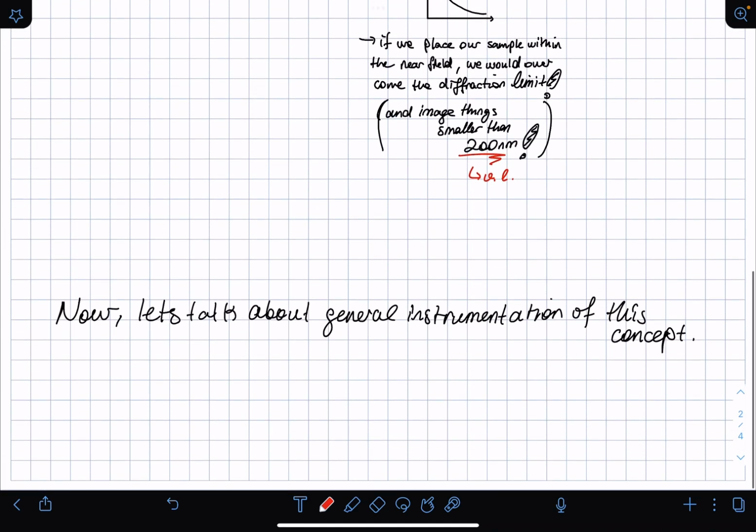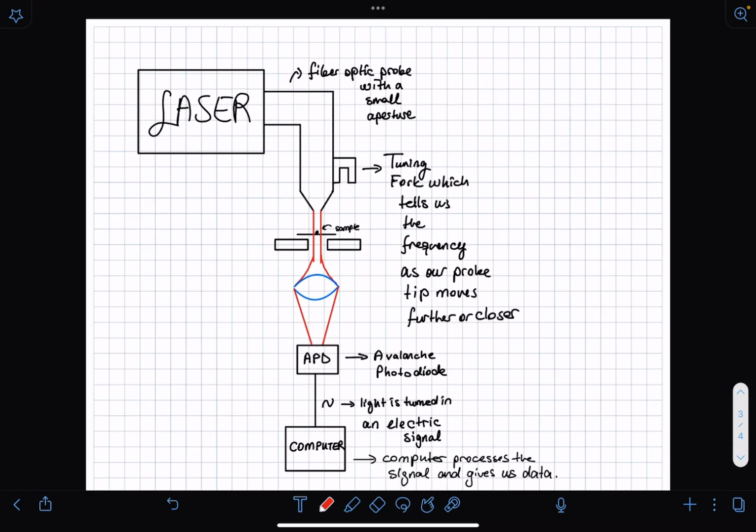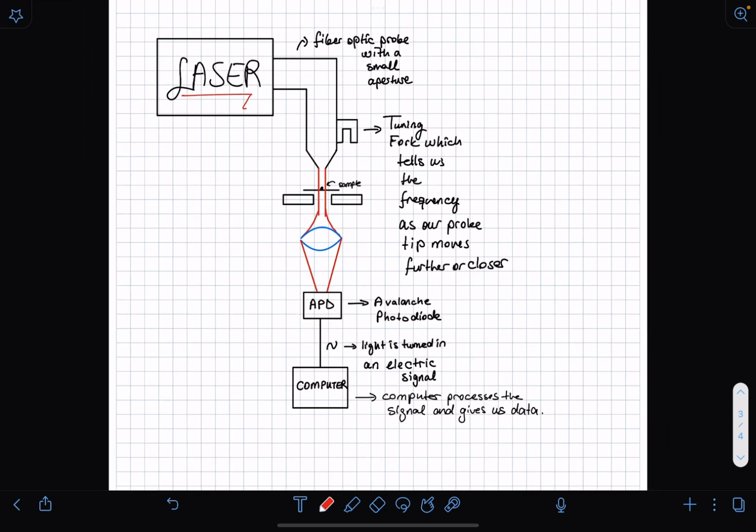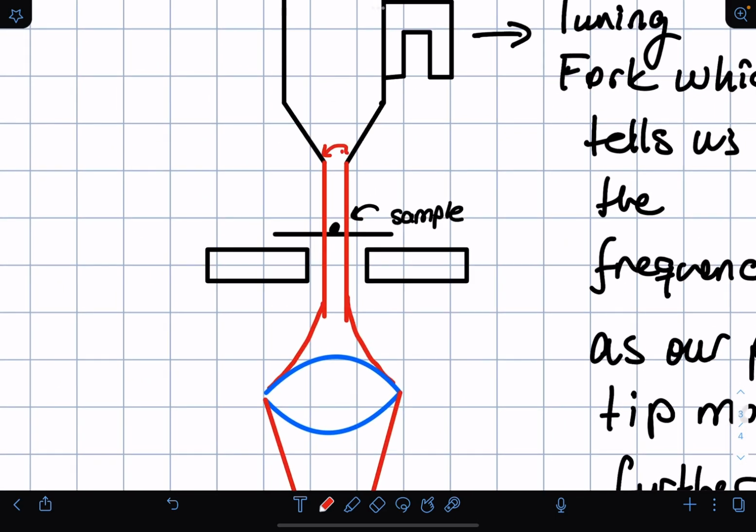Now let's talk about the general instrumentation of this concept. As can be seen, we have a laser as our light source, and we have a fiber optic probe with a small aperture on the top of it. Here's our aperture, and as I have explained earlier, the aperture should be smaller than the lambda, which is the wavelength of our incident wave.